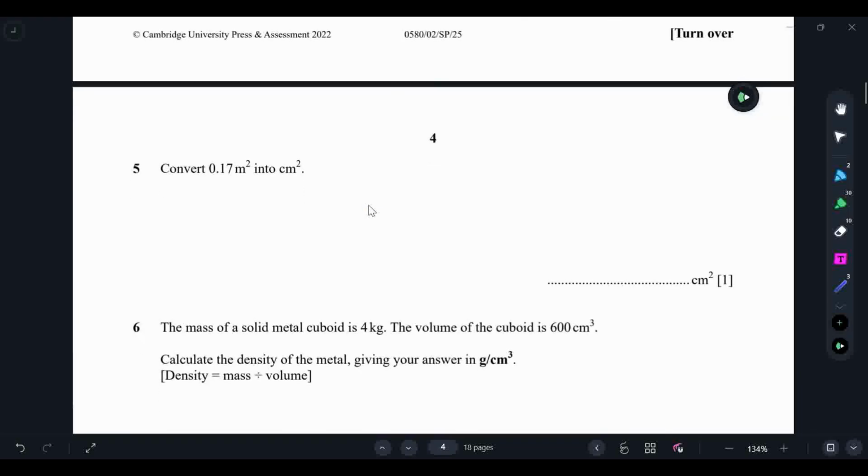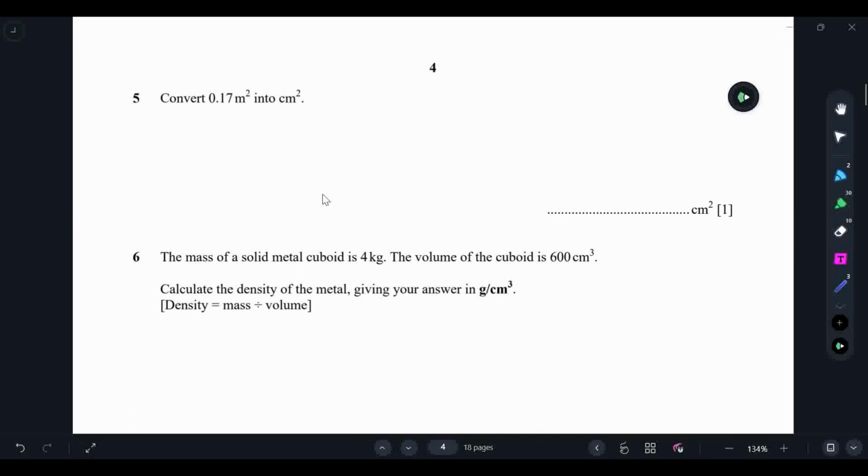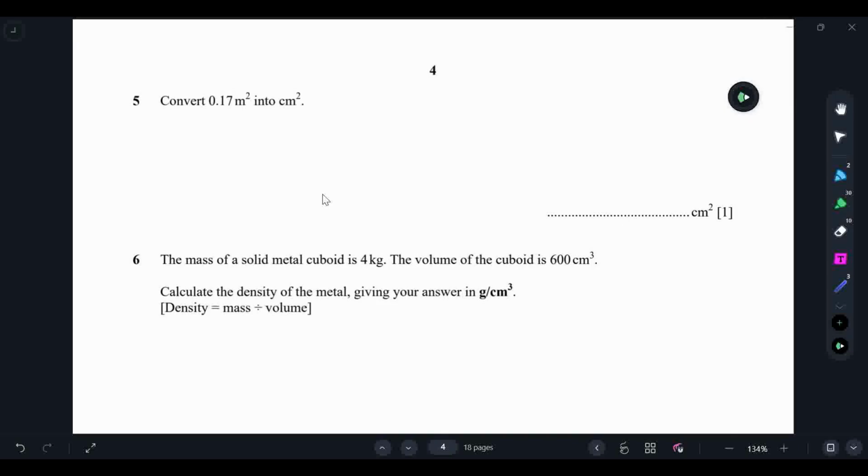Let's move to question number 5. Convert 0.17 meter square into centimeter square. Now for this one, a lot of students were confused, even in the calculator paper also. But let's do it without using the calculator. We know that 1 meter is equal to 100 centimeter. I hope that you all are familiar with this thing.